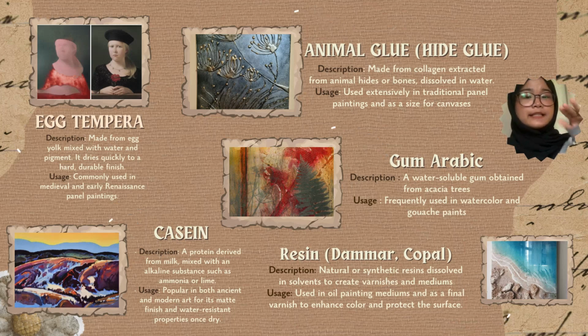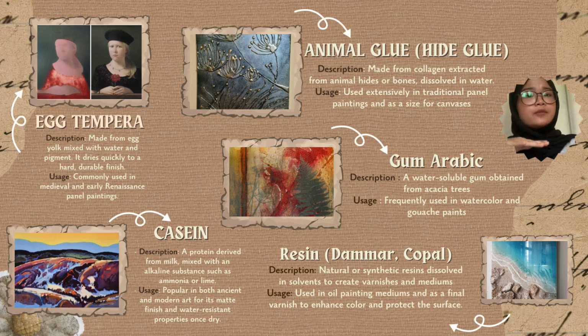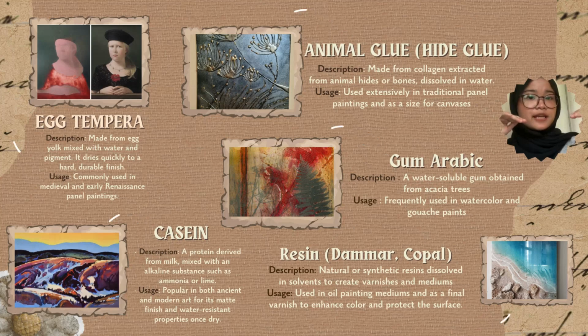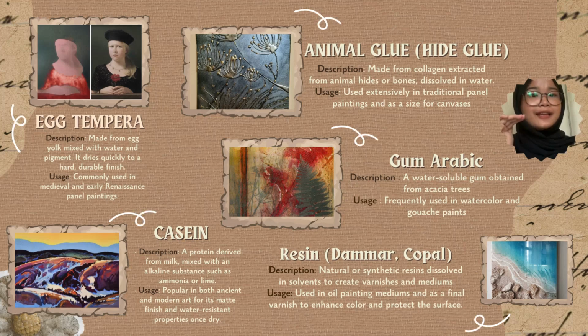The fourth example is gum arabic. Gum arabic is a water-soluble gum obtained from acacia trees, and it's also frequently used in watercolor and gouache paints.